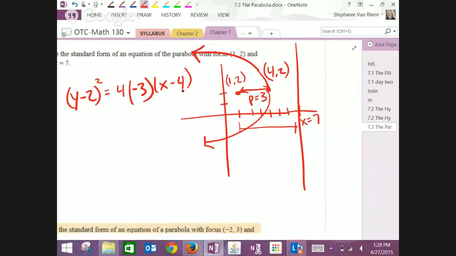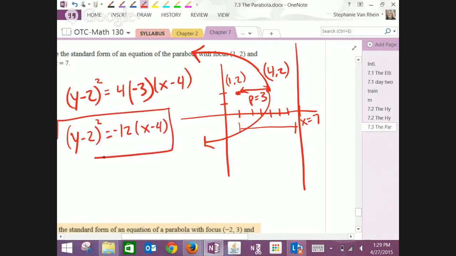Really, the only thing you need for a parabola is P and the vertex. And you can find that by knowing the focus and the directrix and halfway between that, then knowing the equation, knowing that the y component is squared, and knowing that P is really negative 3. So the general form would be y minus 2 squared equals minus 12 times x minus 4.